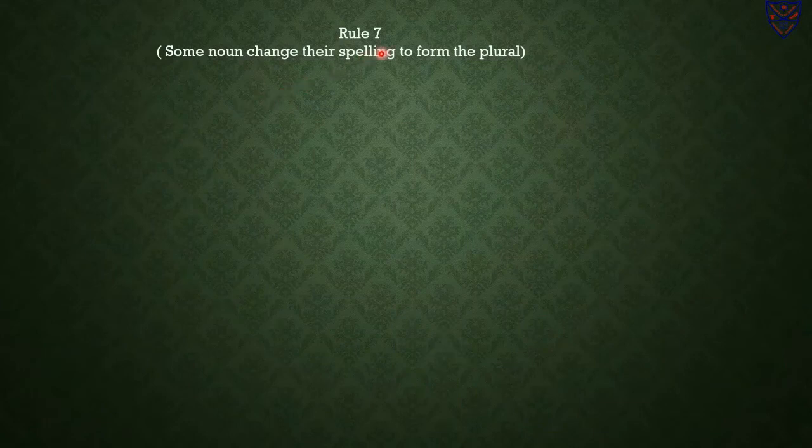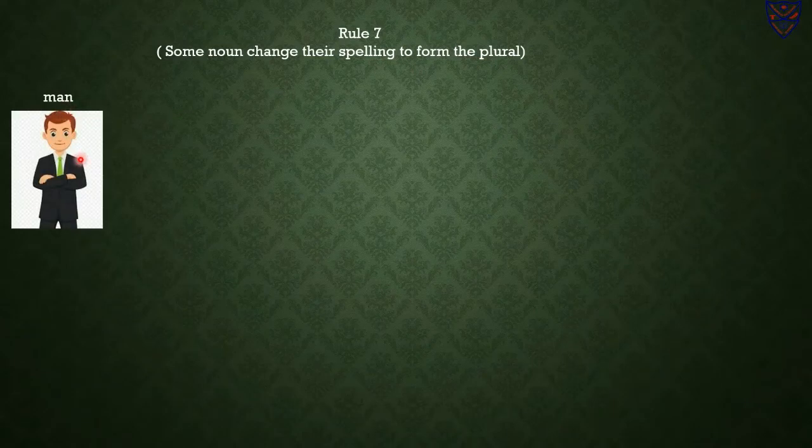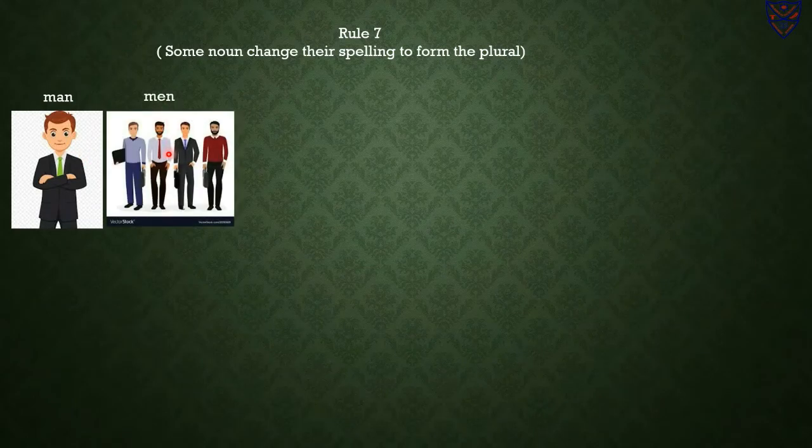Let's see rule 7. Some nouns change their spelling to form the plural. Let's see some examples. Man. Man means one man. Men means many men. Here you can see the spelling is changed. M-A-N. Man means one man. And men means many. Okay.